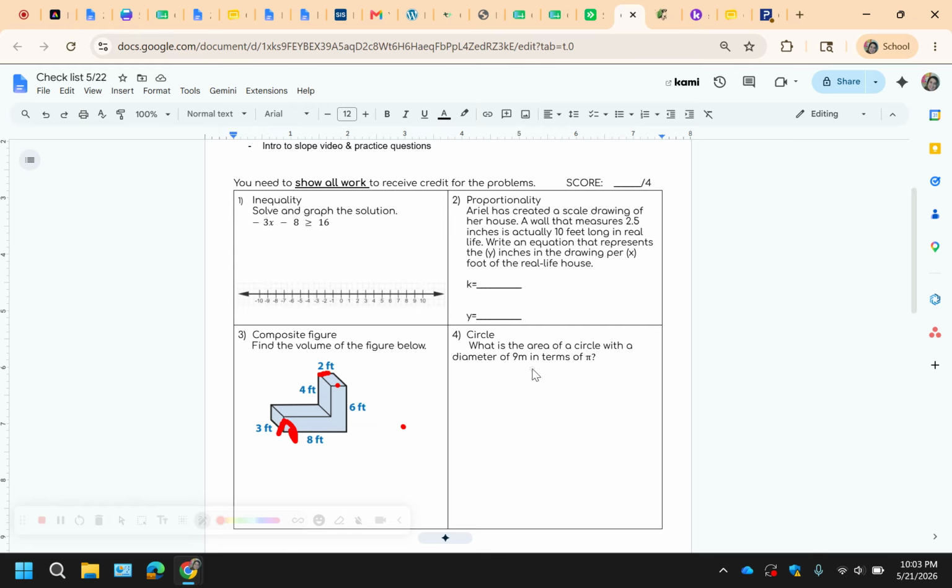Circle, I forgot to put the formula for you guys. So remember, it is A equals pi r squared, and then you're leaving it in terms of pi, so your answer should have a number, the symbol pi, and then meters squared, area squares.